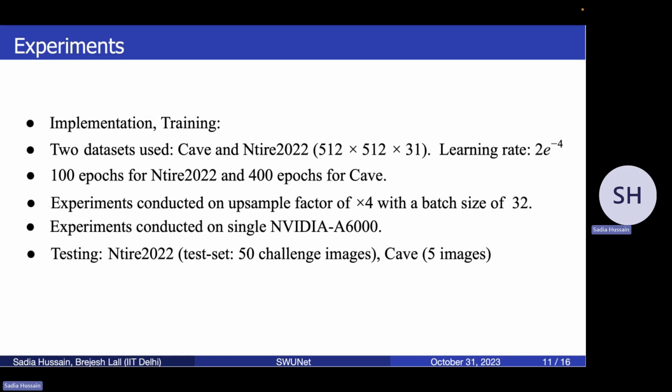We use two datasets, CAVE and Entire 2022. The learning rate is kept the same as Swin Transformer. We are training Entire 2022 for 100 epochs and CAVE for 400 epochs. We conduct experiments on an upsample factor of 4 with a batch size of 32. The experiments are conducted on a single NVIDIA A6000. We have tested Entire 2022 on 50 challenge images and the CAVE dataset on 5 images.